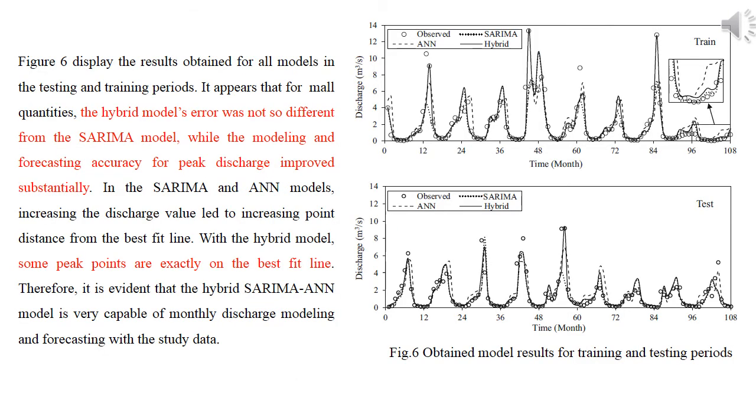The result can be seen in figure 6, where the observed data and the predicted data from SARIMA, ANN and the hybrid model are plotted together. It can be seen from the figure that the hybrid data lies almost exactly on the observed data, and it predicts more accurately than the ANN and SARIMA models. So we can say that the hybrid model is capable of more accurate results than the SARIMA and ANN models.